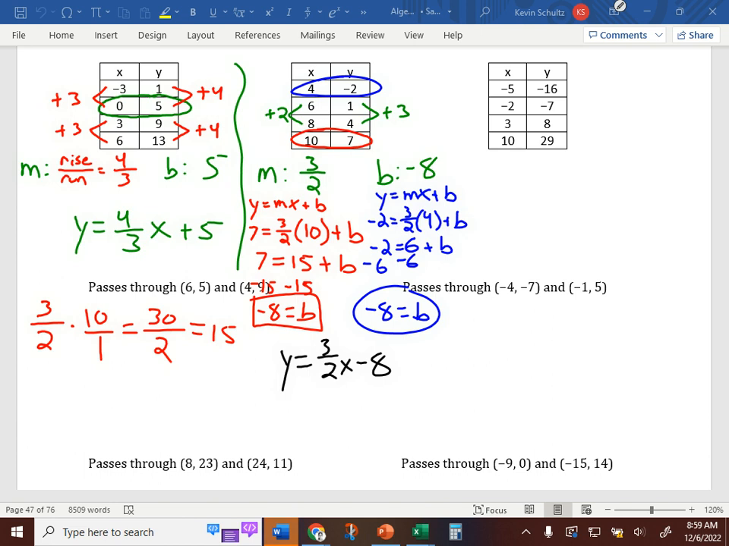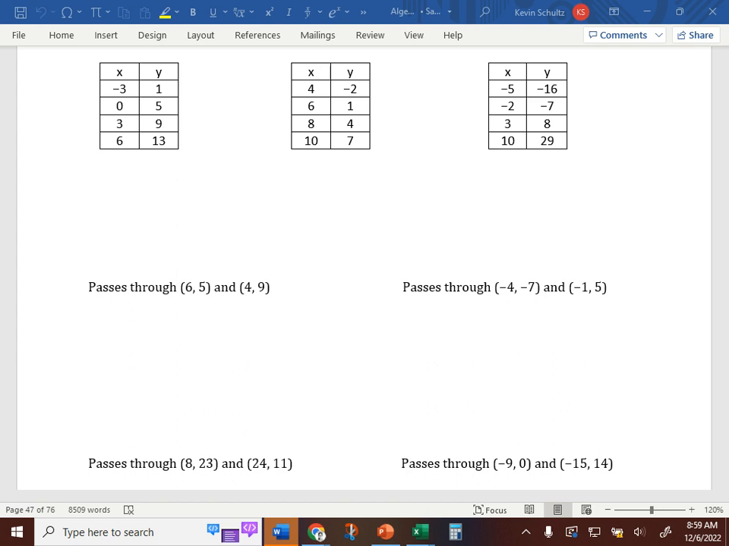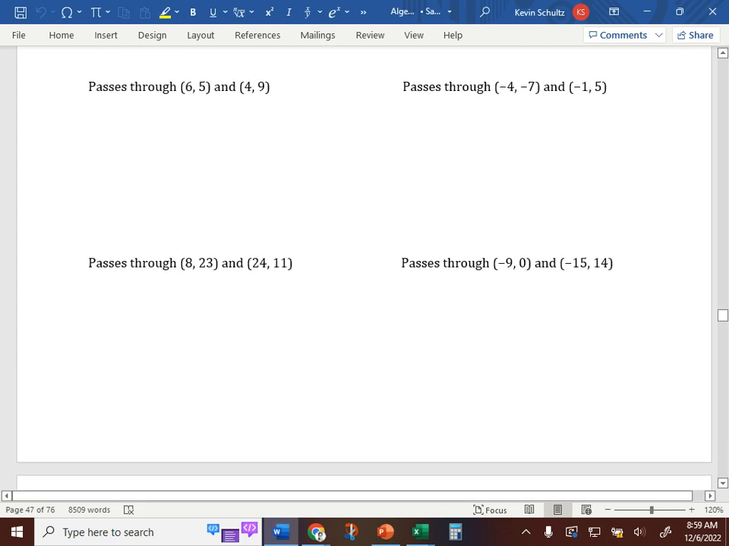Let's look at the next section. This time, I give you 2 ordered pairs the line passes through. Our job is, once again, find that slope, find that y-intercept. Julian, which one of these would you like to do together? First, second, third, or fourth? First one. All right. Passes through (6, 5) and (4, 9).